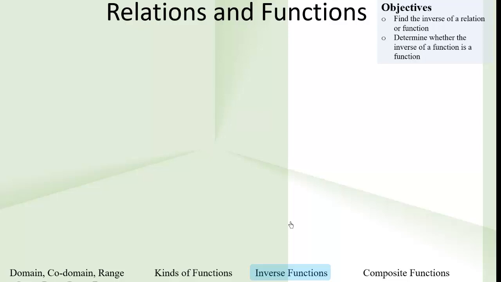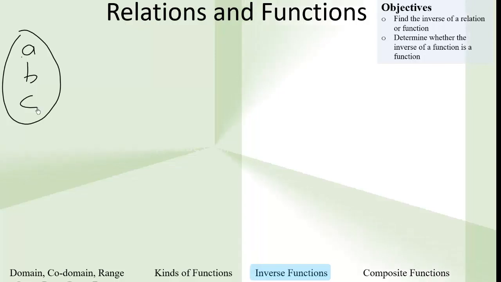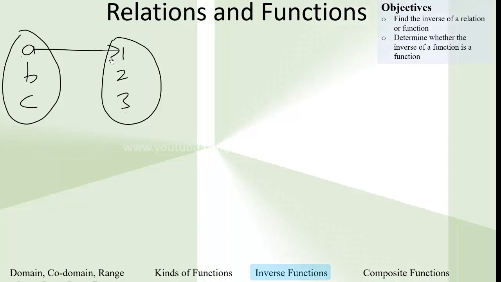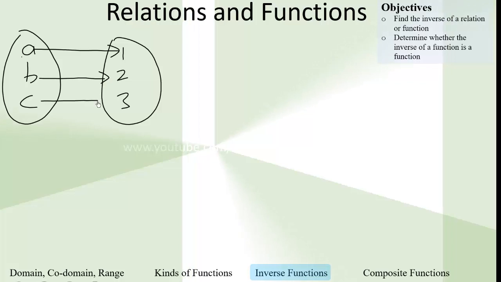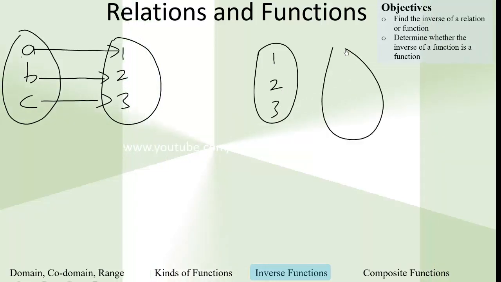Inverse of a function. So if we have a function like this, we have a, b, c, then mapping onto 1, 2, 3. So a goes to 1, b goes to 2, c goes to 3. And the inverse will be like this: 1, 2, 3. Then we have a, b, c.